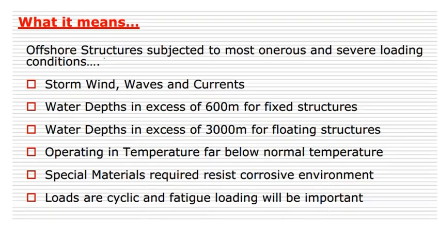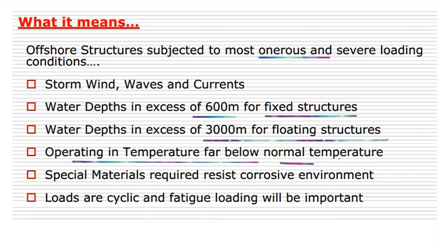What it means is that the offshore structure is subject to most onerous and severe loading. So offshore structures will be subjected to strong wind, wave, current, water depth in excess of 600 meters for fixed structures, and water depth in excess of 3000 meters for floating structures. So up to 600 meters we can go even with fixed structures. Anything beyond 3000 meters, it's not possible to use fixed structures; it's floating structures. They operate at temperatures far below normal, because the seawater has very low temperatures.